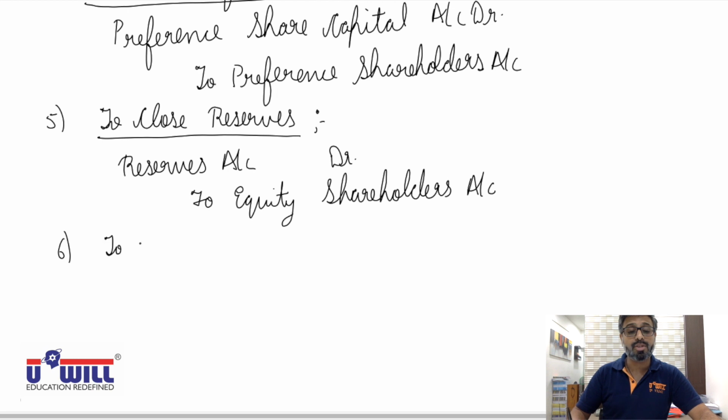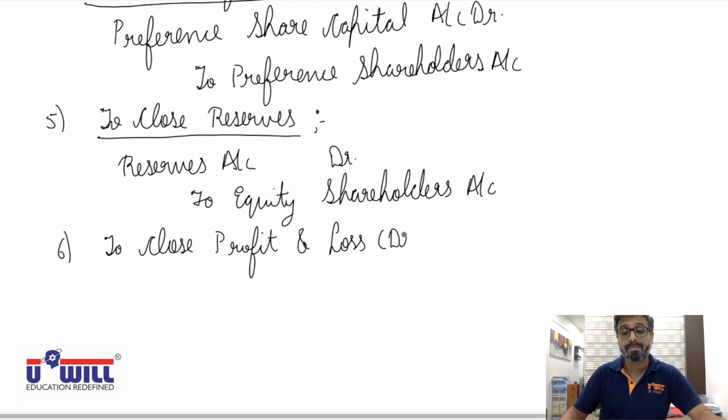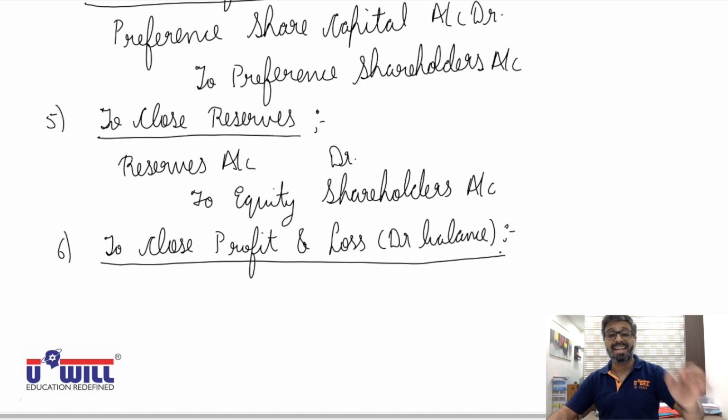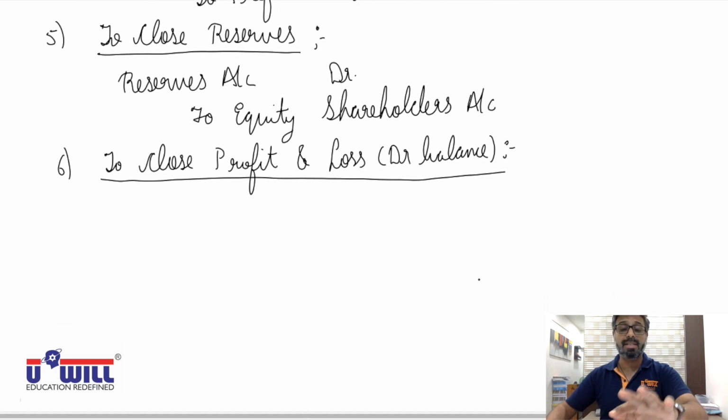And last is to close fictitious asset, means particularly profit and loss account debit balance. If there is an accumulated loss in past, that is called fictitious asset. It will come under reserves and surplus only. Okay, it will come under reserves and surplus only, but as a negative amount. So in reserves and surplus, if profit and loss is a negative amount, means it's a debit balance, accumulated loss.